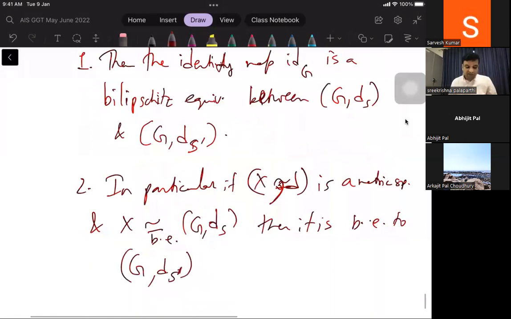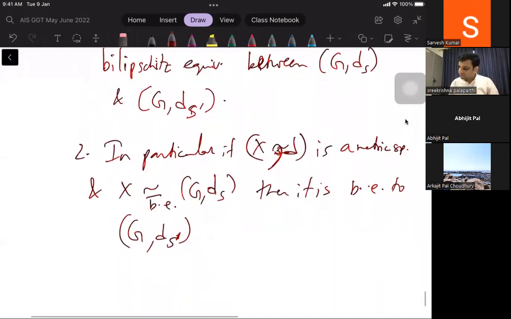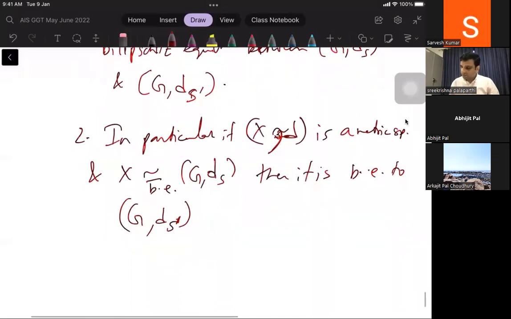And likewise, a statement about quasi isometries is also true. If X is quasi isometric to G with metric d_S, it will also be quasi isometric to G with metric d_S prime, because a bi-Lipschitz equivalence is a quasi isometry, not the other way around. Okay. So the proof of this is once again not hard.